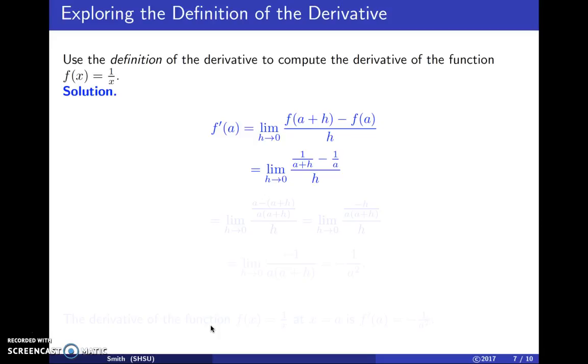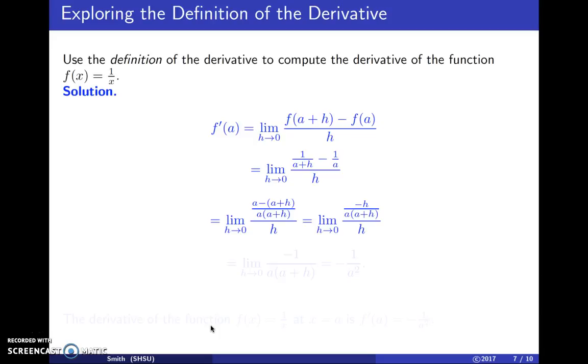The way to handle that is to simplify the numerator by getting a common denominator of those things in the numerator. So 1 over a plus h minus 1 over a has a common denominator of a times a plus h. So in my next step, I can change the numerator in this way and then simplify the numerator, and I finally get a fraction in which the numerator is a fraction, but it has a minus h.